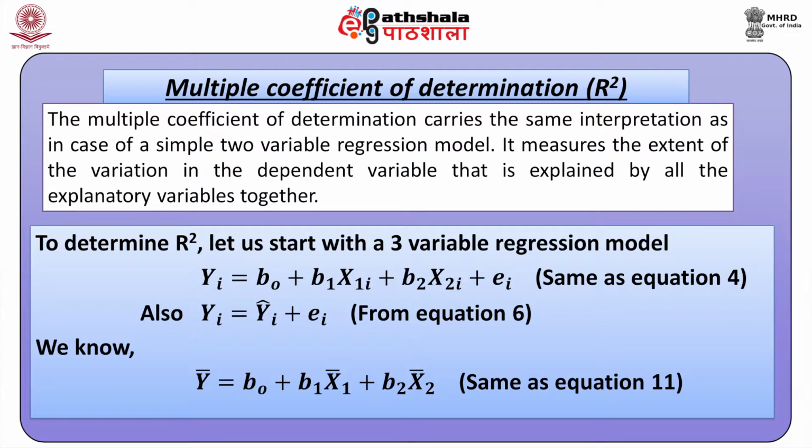To determine R square, let us start with a 3-variable regression model. Yi is equal to B0 plus B1 x1i plus B2 x2i plus Ei, same as equation 4. Also, Yi is equal to Yi cap plus Ei from equation 6. We know Y bar is equal to B0 plus B1 x1 bar plus B2 x2 bar, same as equation 11.